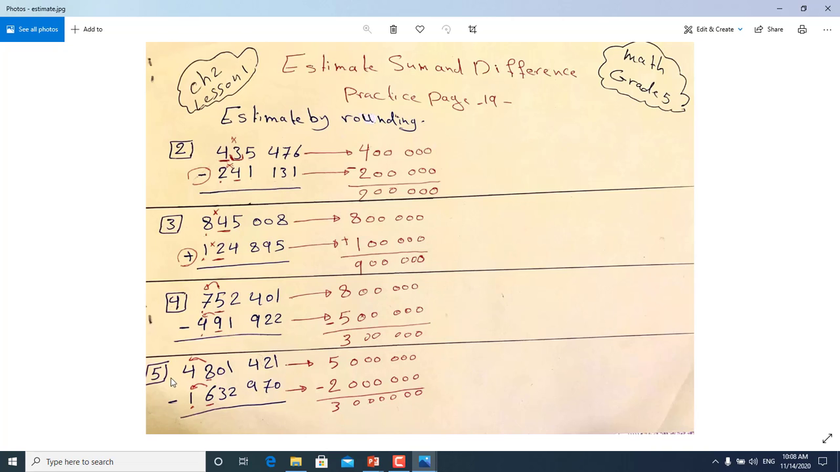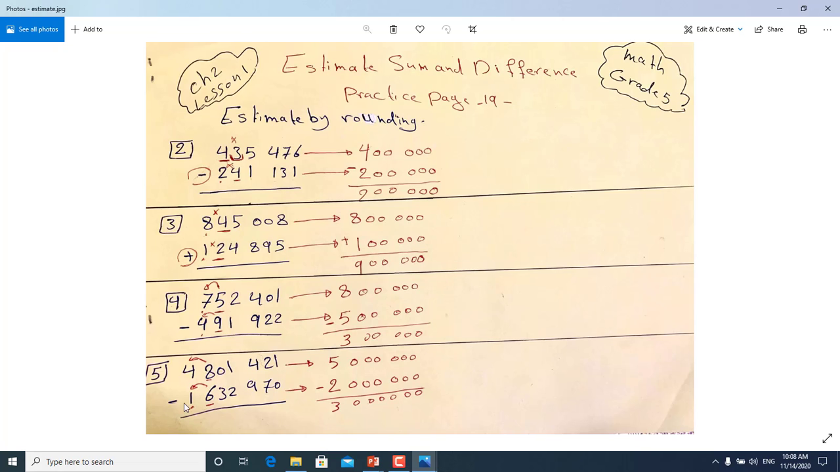From number 5, we have 4,801,421 minus 1,632,970. So we also round the first digit. We look at the next digit. It's 8, which is more than 5. We can increase 1 over this 4. 4 will be 5, and the last digit will be 0.